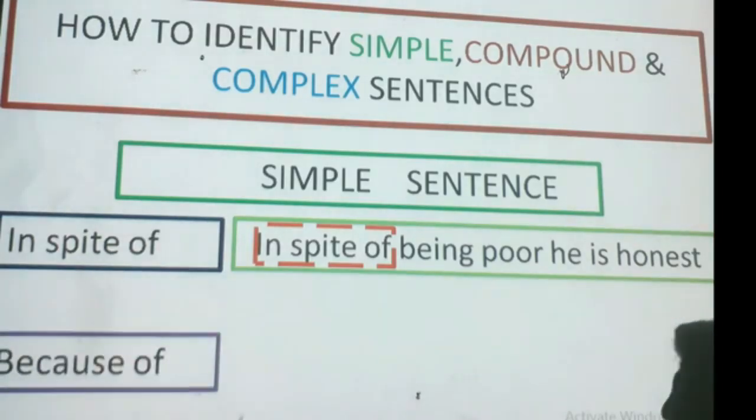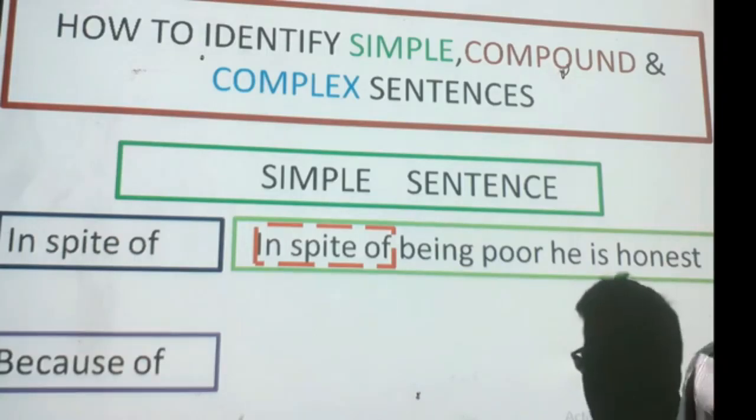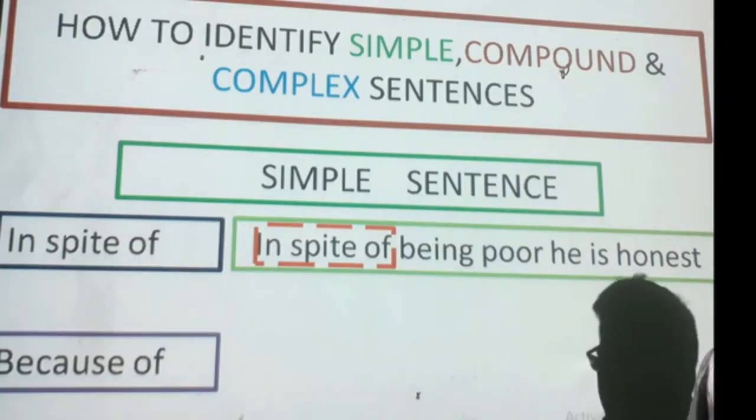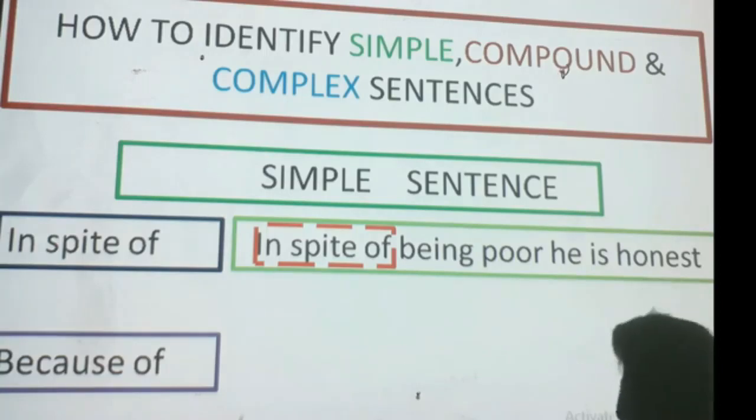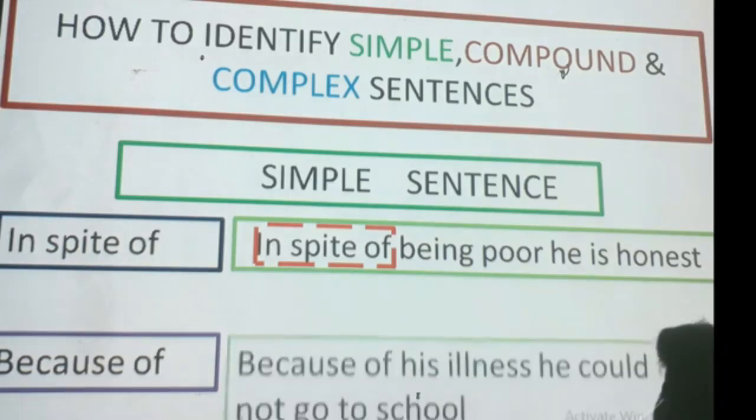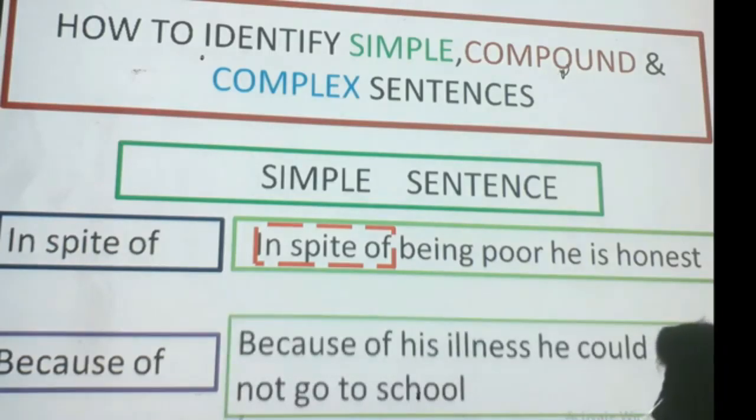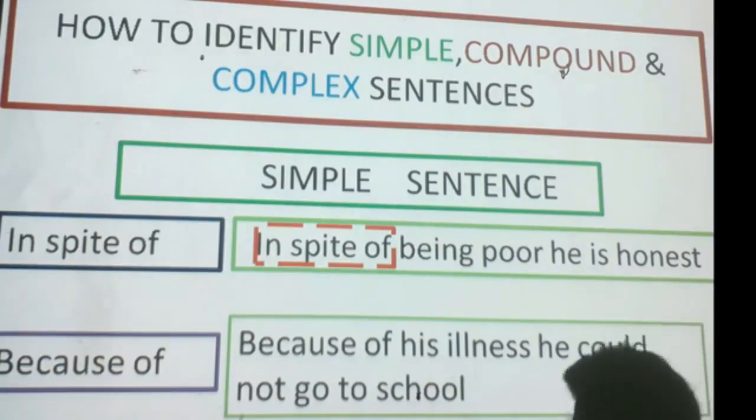Next, "because of." When you see "because of" at the beginning of the sentence or in a sentence, the sentence will be, yes, simple sentence. Look at the example: Because of his illness, he could not go to school. This sentence is simple sentence. There is, yes, "because of."